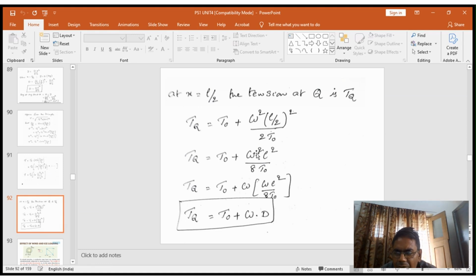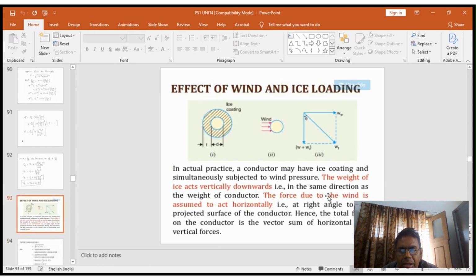In this derivation, we calculate three formulas. One is the length of the conductor, capital L. The second one is the sag, capital D. The third one is the tension at any support, TQ or TP, which is equal to T₀ plus w into D. This is nothing but a normal condition, there is no ice and wind effect. That is the normal formula for sag when two supports are at equal heights.